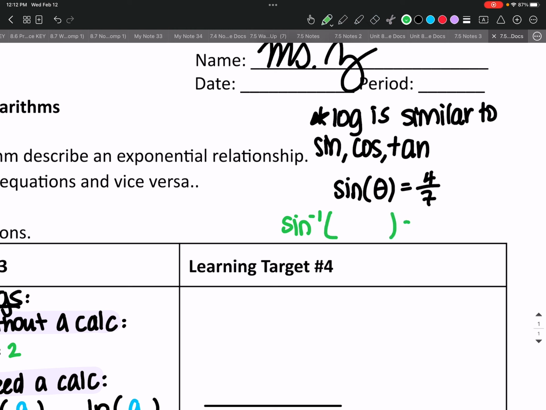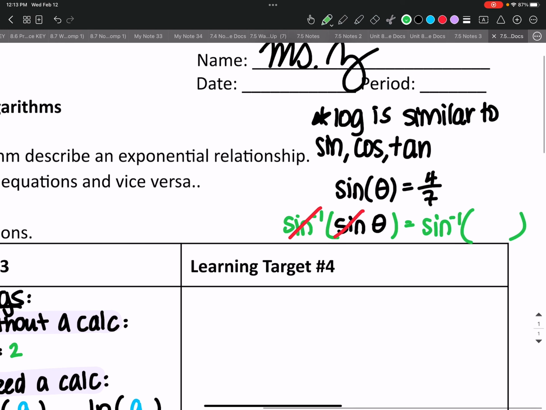So if I wanted to undo this sine, I could take sine inverse of the left-hand side, and that would cross out because they're inverses of each other. So you could cross out the sine inverse and the sine, and you'll be left with just the angle that you're looking for. On the other side, you also have to take sine inverse of that side. Whatever you do to one side, you have to do to the other. So you take sine inverse of 4/7, and you could put this in your calculator and get an answer for what angle we're talking about.